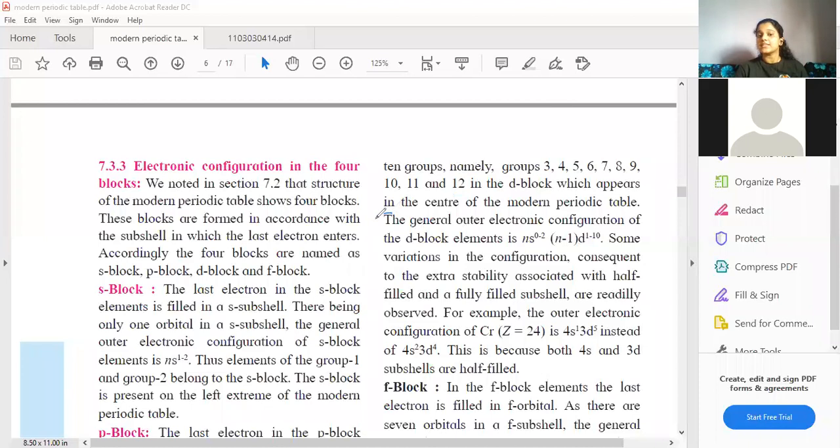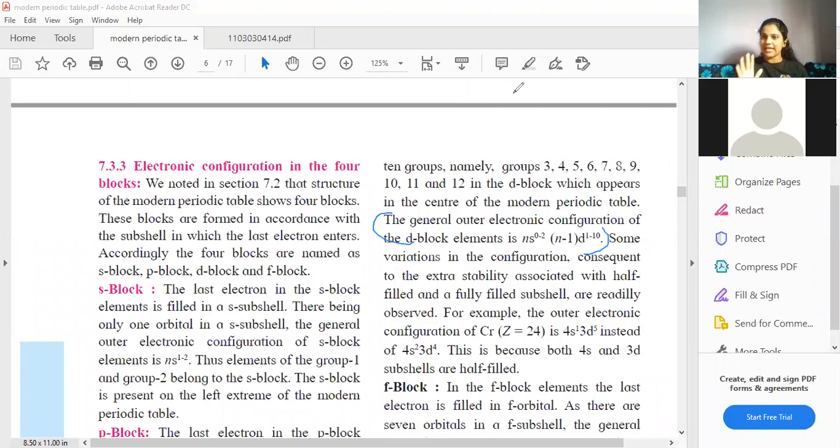Okay, students, mark this point, very important. They have written the general electronic configuration. Now say, students, what was the general configuration for group S? It was ns1 to 2. What was for P block? It was ns2, np1 to 6. What is going to be for your D block?